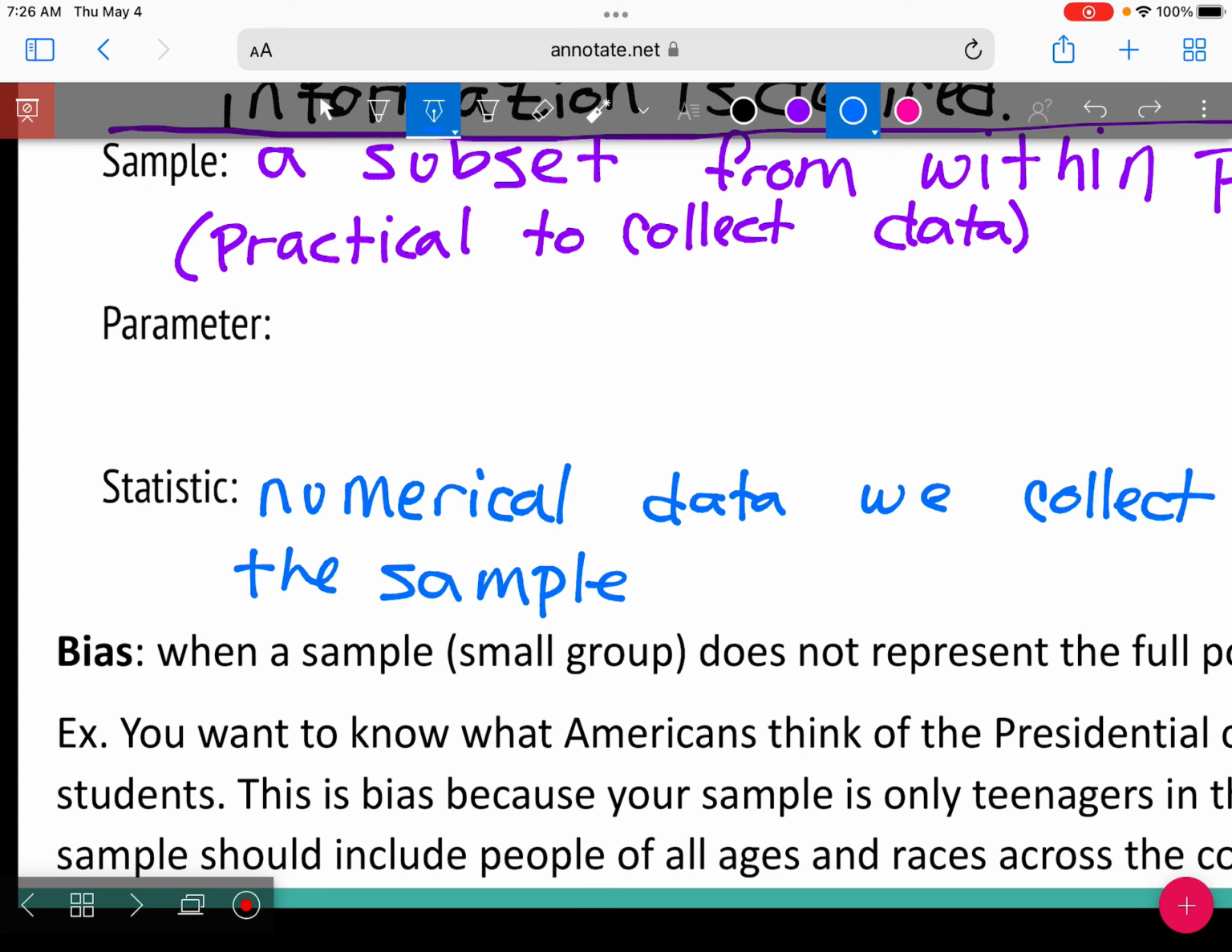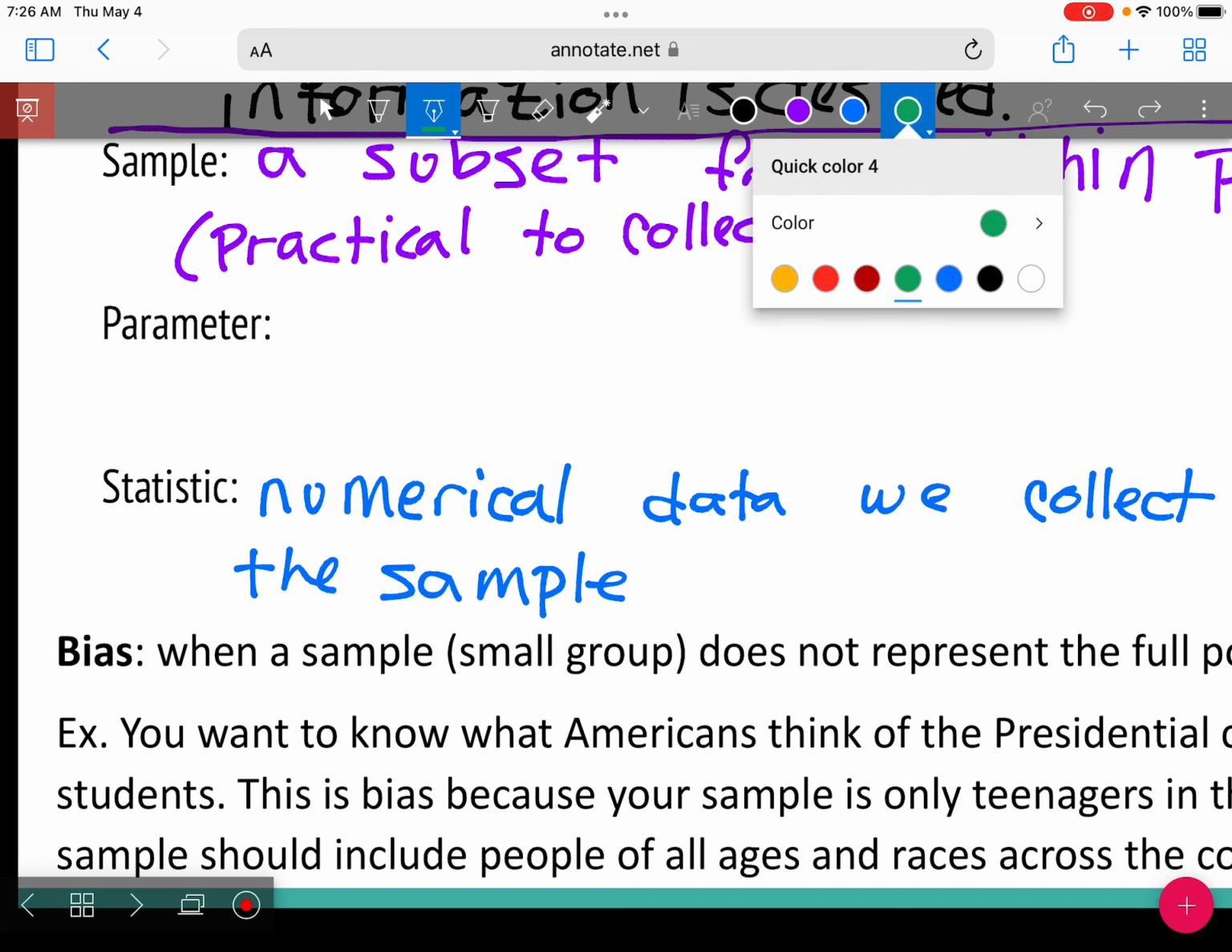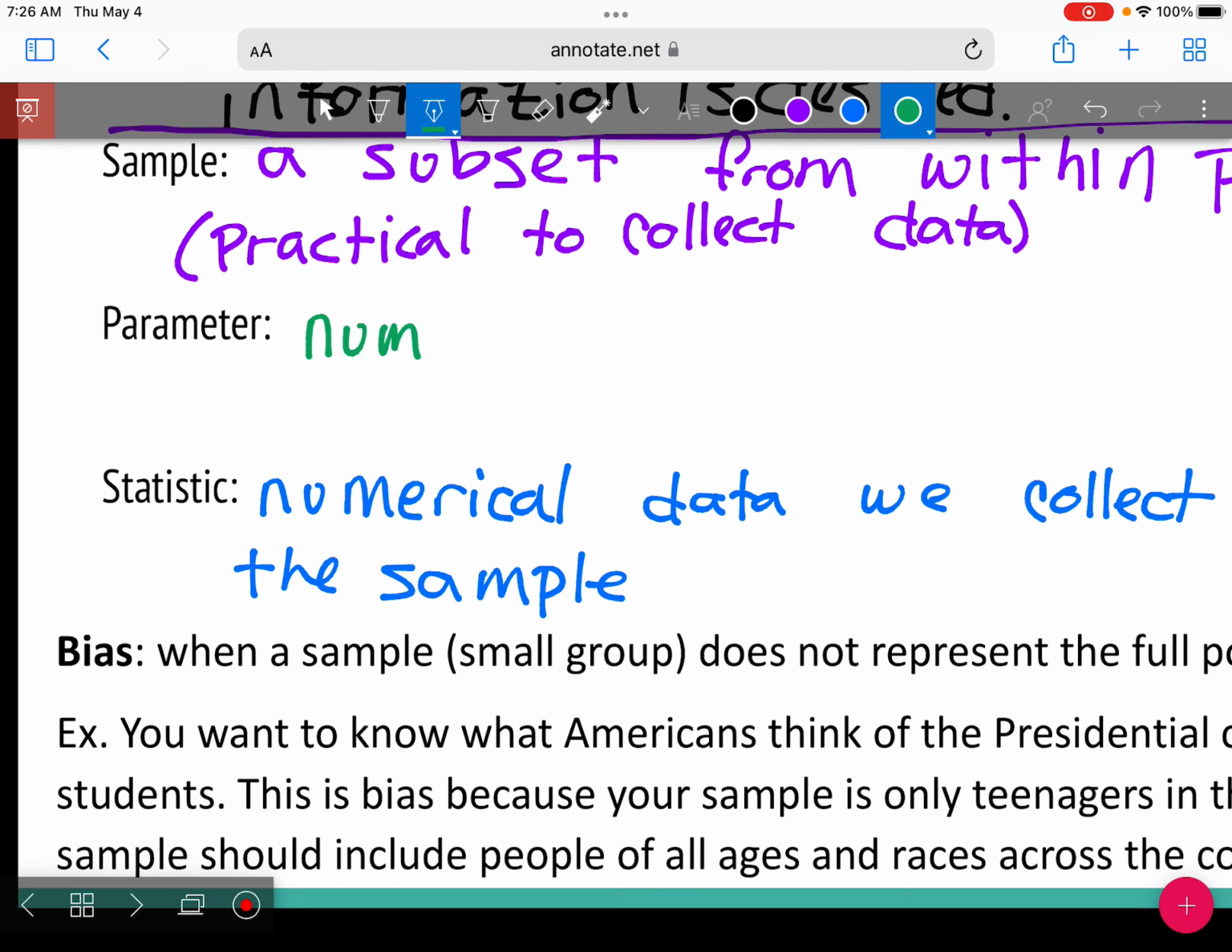From that, we get our parameter. The parameter is the numerical description or the numerical data about the population.